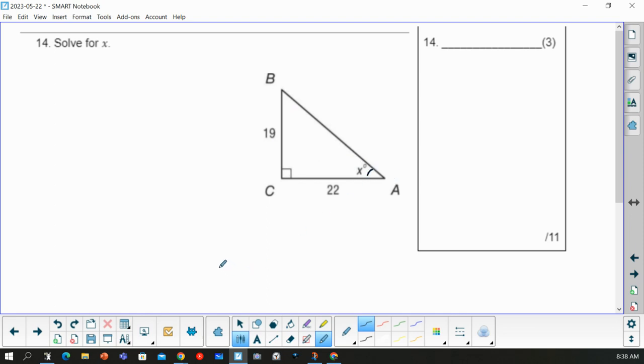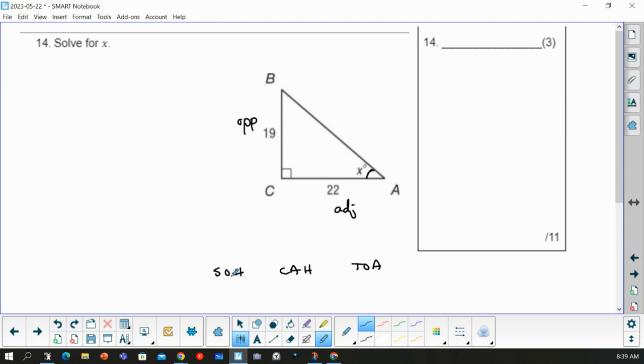So I'm remembering SOHCAHTOA, right? SOHCAHTOA. All right, so from this angle right here, I'm looking at this triangle. On the opposite side of the triangle is the 19. So this is my opposite. This side is the hypotenuse, and I don't have anything for it, so I'm going to ignore it. This 22 is right next to this, so it's the adjacent.